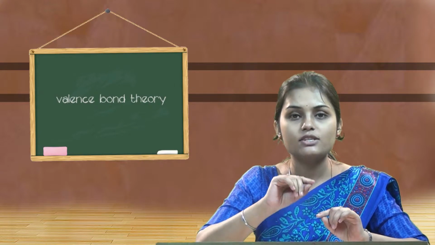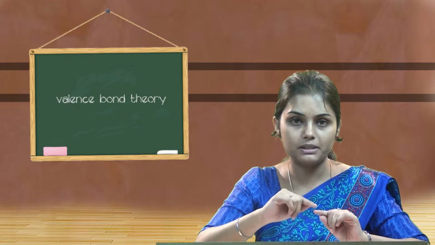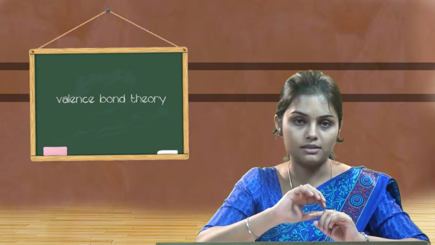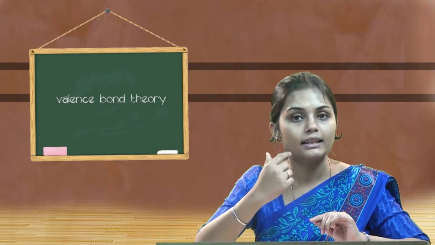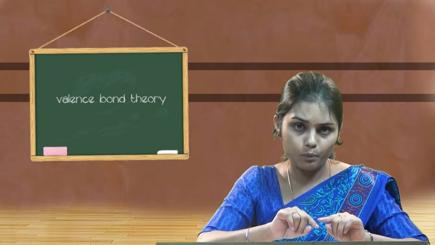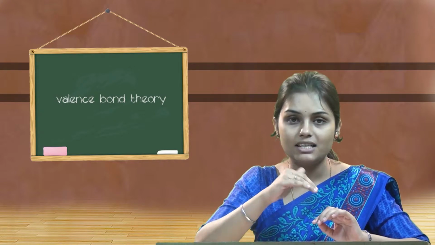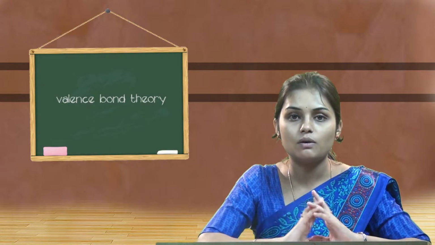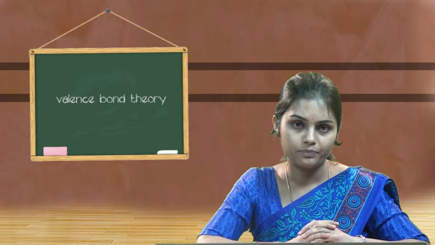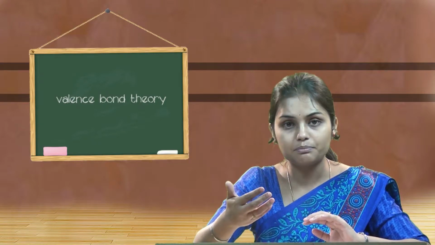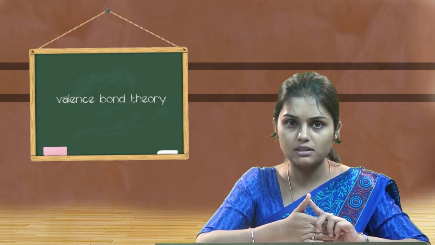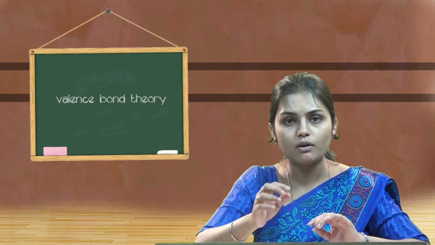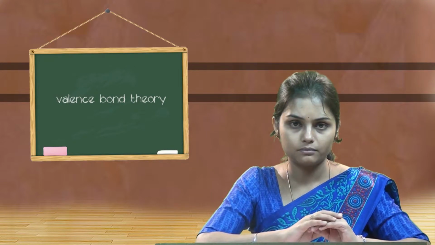When the hybridization involves the outer d orbitals, that is nd, then the complexes are called outer complexes. Whenever it involves the inner d orbital, that is (n minus 1) d orbital, then they are called inner complexes. For example, in the case of octahedral complexes, the hybridization may be (n minus 1) d2 sp3 or n sp3 d2.